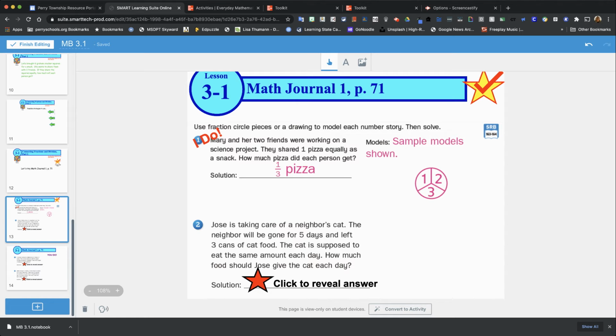Jose is taking care of a neighbor's cat. The neighbor will be gone for 5 days and left 3 cans of cat food. The cat is supposed to eat the same amount each day. How much food does Jose give the cat each day? You might want to draw a picture for this one. That's my tip for number 2. The fraction circles probably won't work very well on this one.